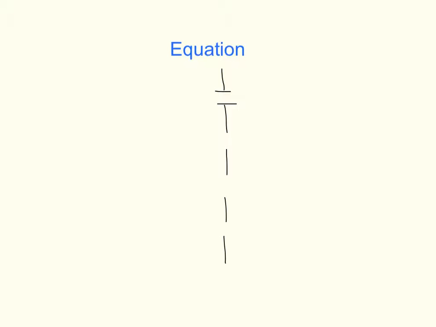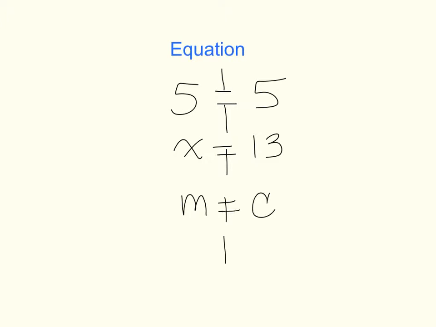So it might be something like 5 equals 5. That's the simplest type of expression. It's a number, and it's true. 5 is equal to 5. It might also be something like x is equal to 13, or m is equal to c, or something as complex maybe as 2x plus 14 is equal to 9y minus 32.